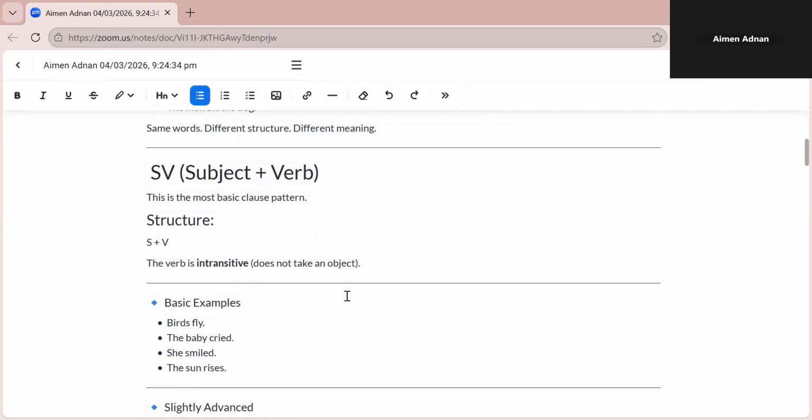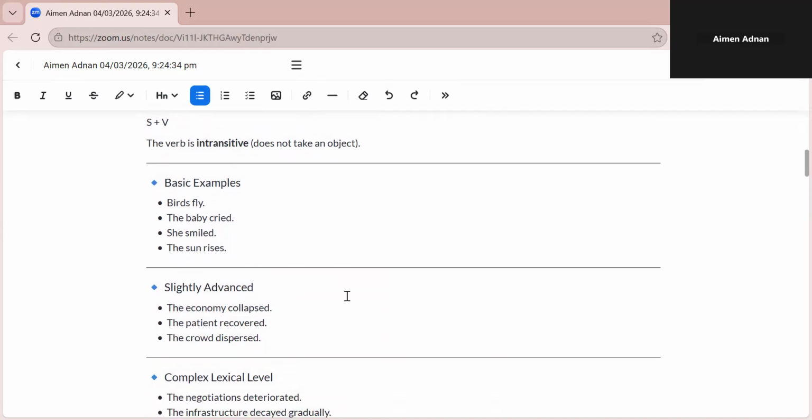Now we have already discussed in parts of speech what an intransitive verb is. Your verb can be transitive and can be intransitive. Intransitive verb means that it does not need an object. It does not take an object. Object is not a compulsory part for them. And that is why that verb is called an intransitive verb. If you look at the examples, the first one is a very basic one: birds fly. In this sentence, I'll highlight the sentence structure with different colors.